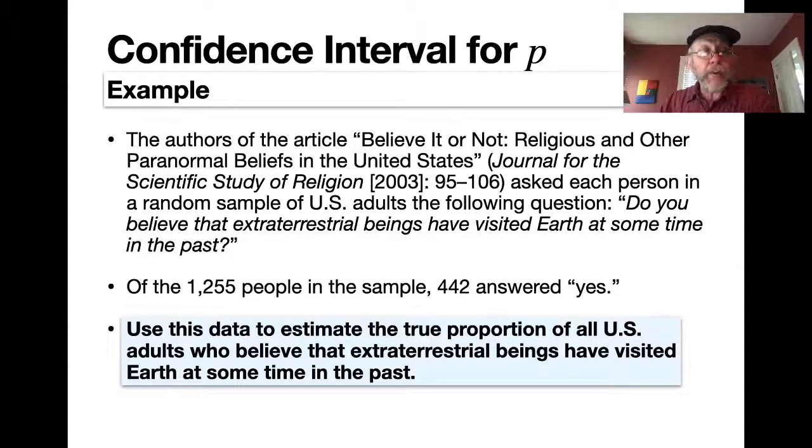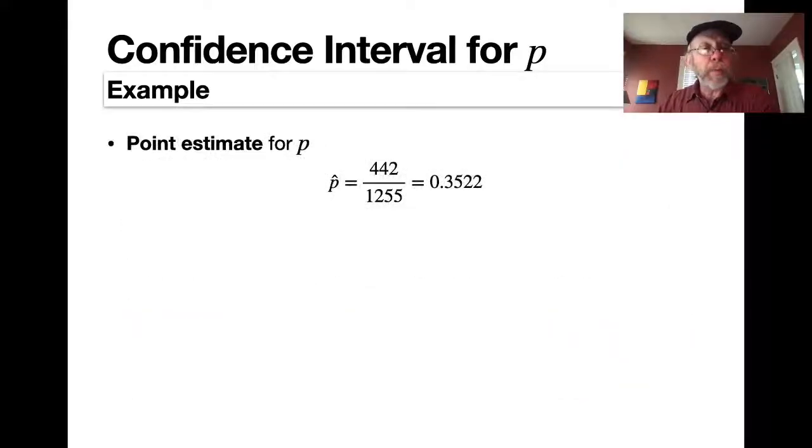Let's take a look at an example. Actually, let's look again at the same example we've been studying. Let's compute a 95% confidence interval for the true proportion of U.S. adults who believe that extraterrestrial beings have visited the Earth at some time in the past. And we'll base this on the sample data we've been discussing, those 442 who believed it out of the 1,255 in this survey. So we put together the pieces.